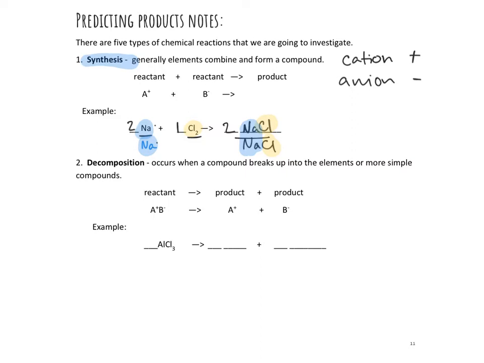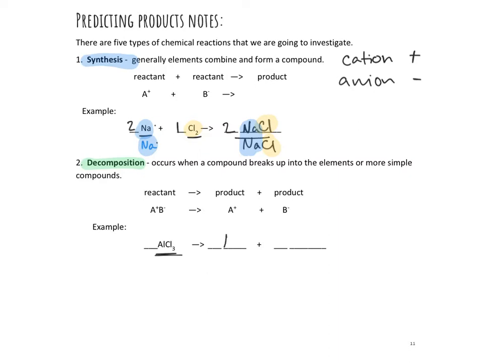Decomposition is just the opposite of that. It occurs when a compound breaks up into its elements. And you can recognize these because you're starting with just one compound. There's nothing for it to react to, it's just going to split apart. So aluminum and chlorine are the elements in this compound, aluminum chloride. The only thing they can do is split up into their separate elements.